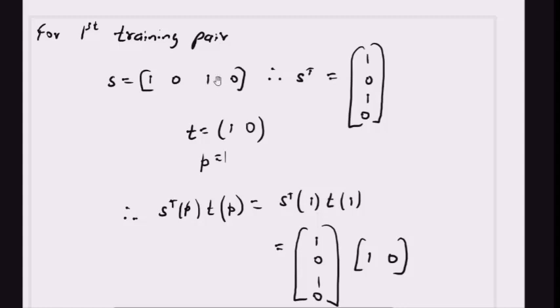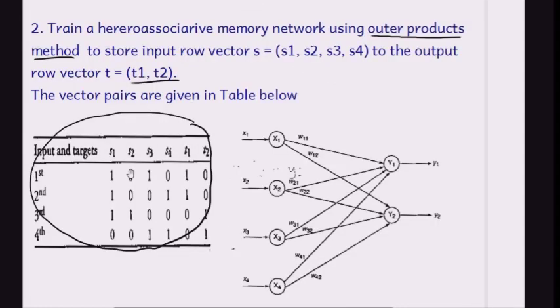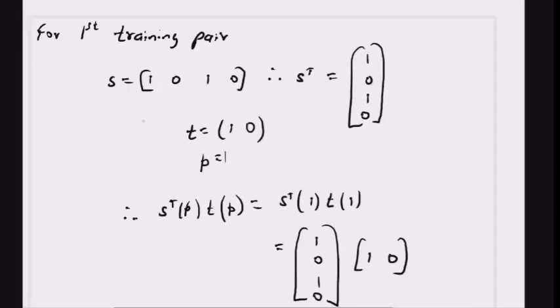Let us see. In the first case, the first training pair S is 1 0 1 0, you can see the first row, and the output is 1 0. So we take this training set 1 0 1 0 and find the transpose. Transpose means row gets converted to column and column gets converted to row. So this row matrix becomes a column matrix, and T is 1 0. Now p is 1 for the first case.